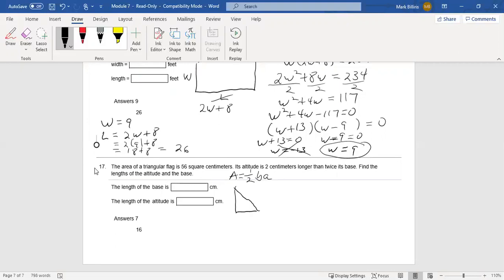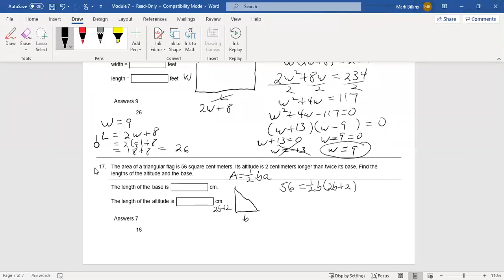So it says the area of the triangular flag is 56 square meters. Its altitude is 2 centimeters longer than twice its base. So here's the base. The altitude, the height, is 2 centimeters longer than twice the base. So that would be 2b plus 2. So when we're plugging it into our formula, we know that area, which in this case is 56, equals 1/2 the base times the altitude. Well, we just found the altitude to be 2 times the base plus 2.